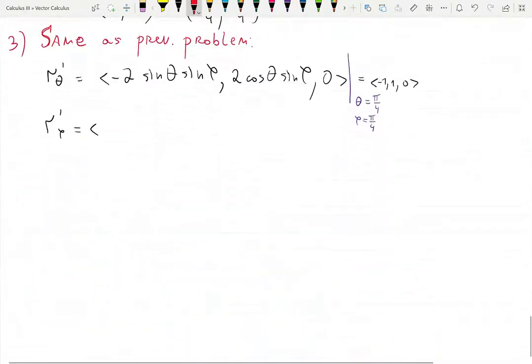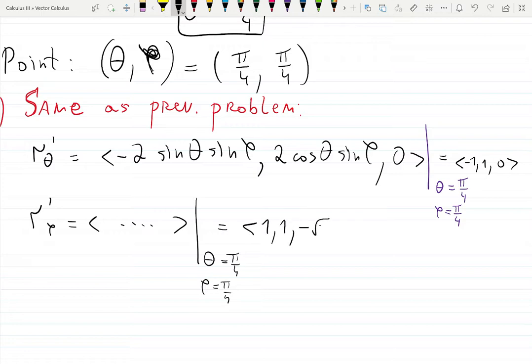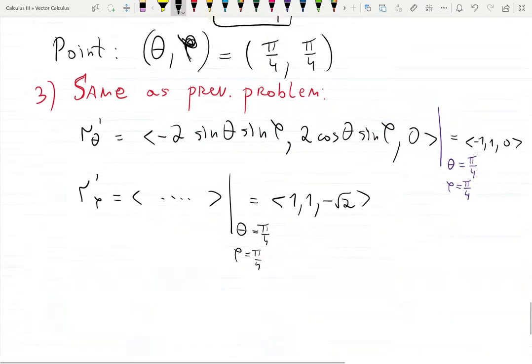Also just to remember, that's how we did. Second one, repeat the whole thing, plug in. Theta is pi over 4 and phi is pi over 4. You differentiate and you get 1 and minus square root of 2. You create a normal vector. Step 4.